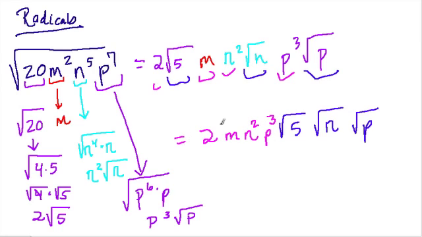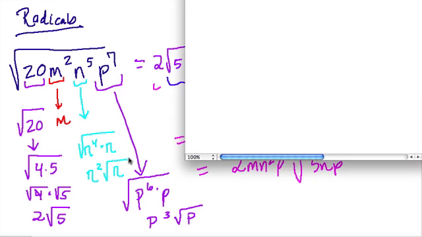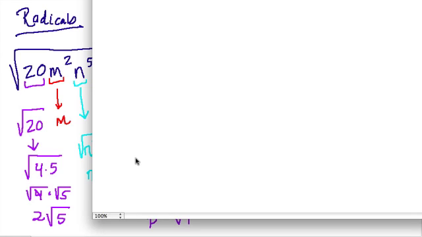And believe it or not, we could write our answer like this. Okay, that being said, we can move on to another problem. I should say we could even neaten this up a little bit more. You might want to write the answer like this: 2m n squared p to the 3rd square root of 5np. Just like that, so that if they give you the answer in this format, it's the same exact thing.